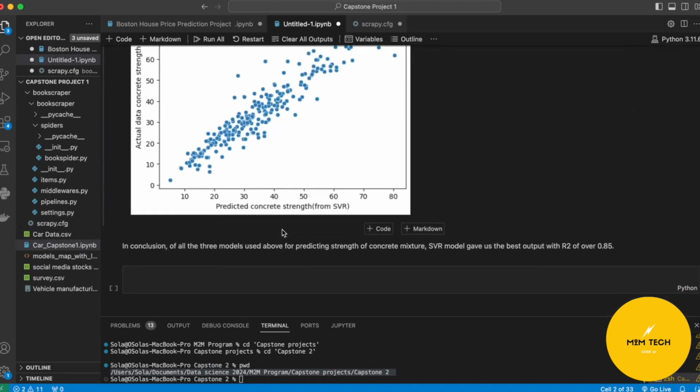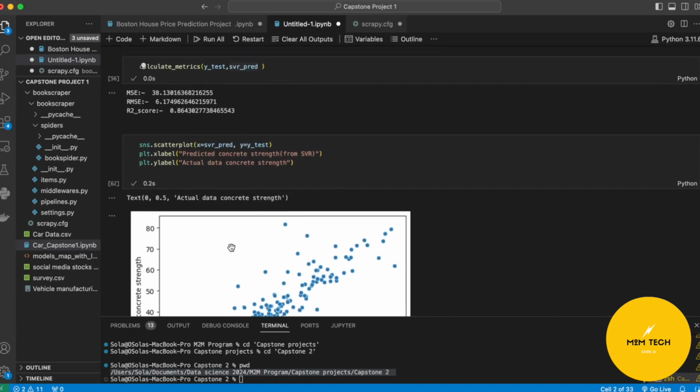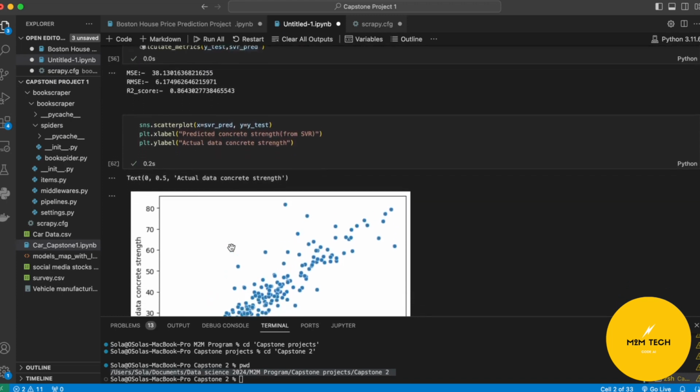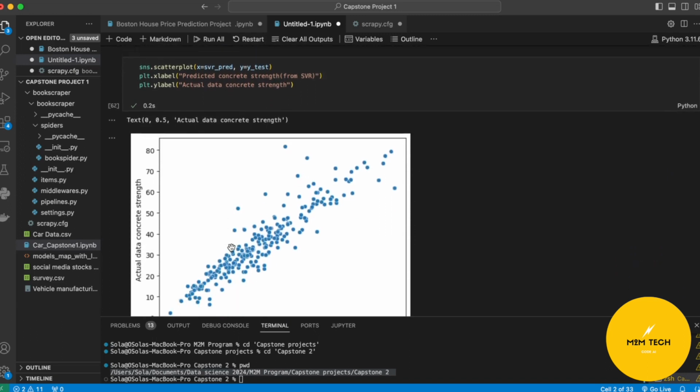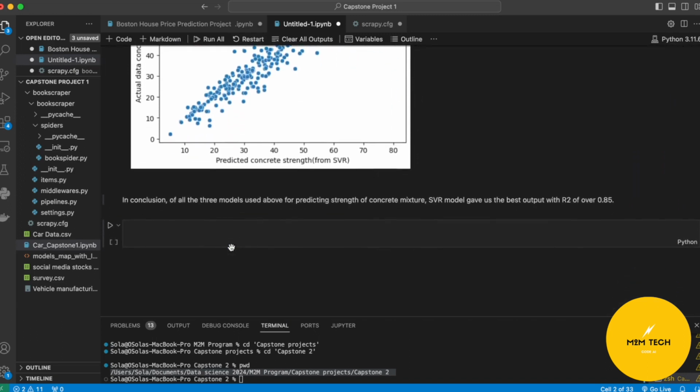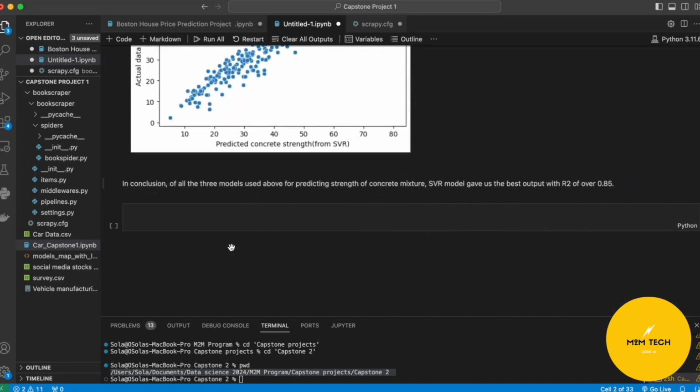So in conclusion, of all the three models used for predicting the strength of the concrete mixture, the SVR model gave us a strong correlation with over 86%. And so that's just my first project using machine learning. Yeah, thank you.